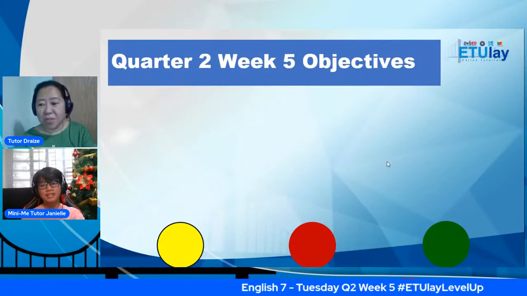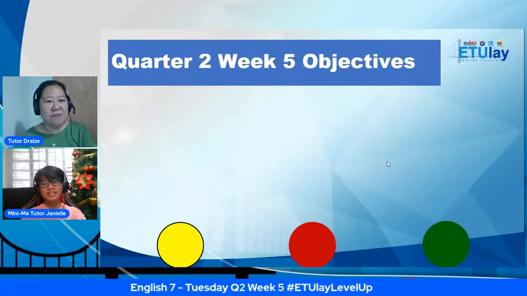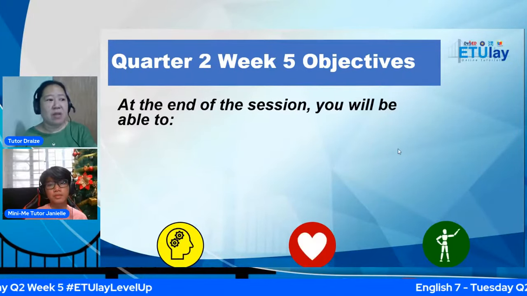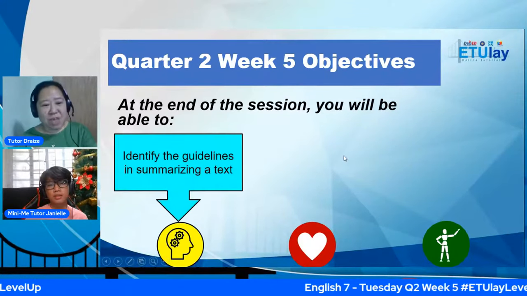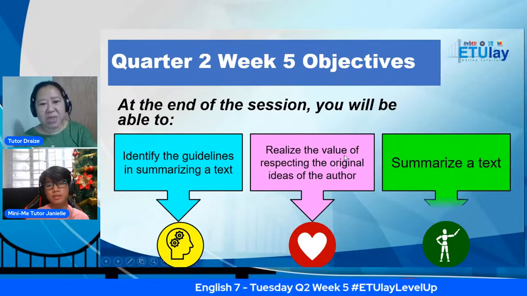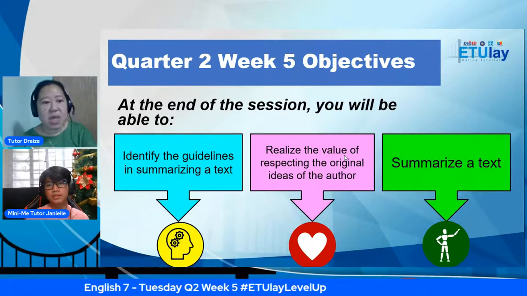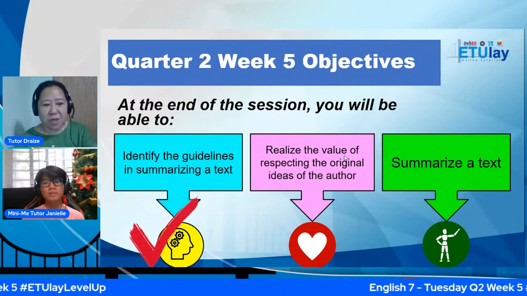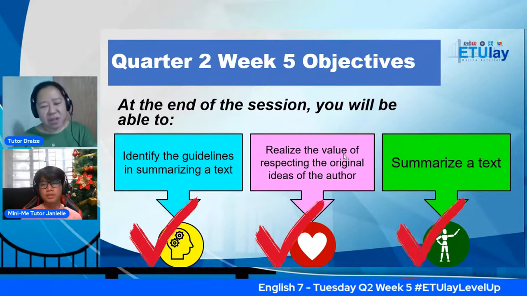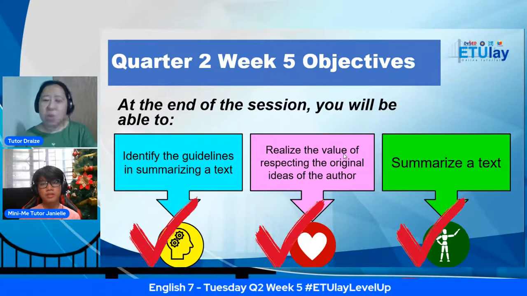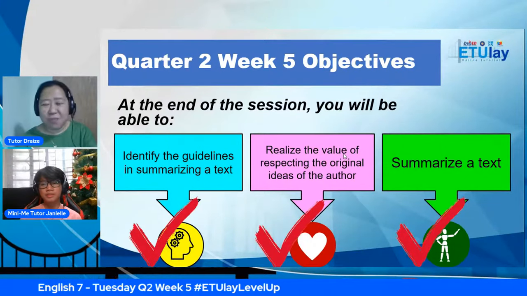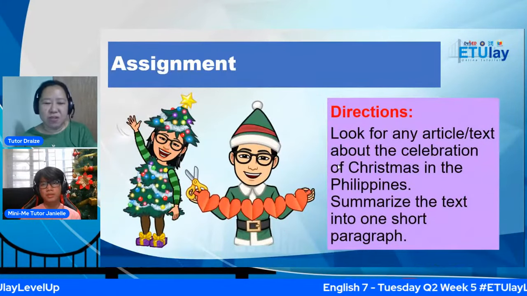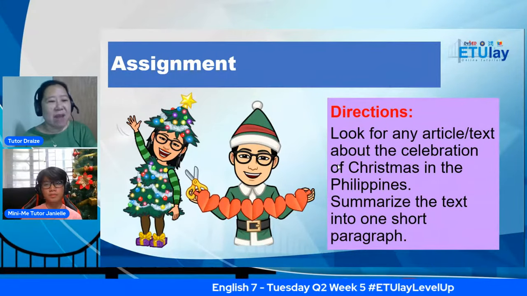So now let us check whether we have done everything for our week 5 objective. So of course, we have the following objectives. We have identified the guidelines, realized the value of respecting and summarizing a text. Did we meet or attain our objectives? We have a check here, another check here, and another check on our summarizing text. So congratulations, Janiel and Reese, of course, for being with me this afternoon, and we were able to do everything well. So let us now have the assignment.